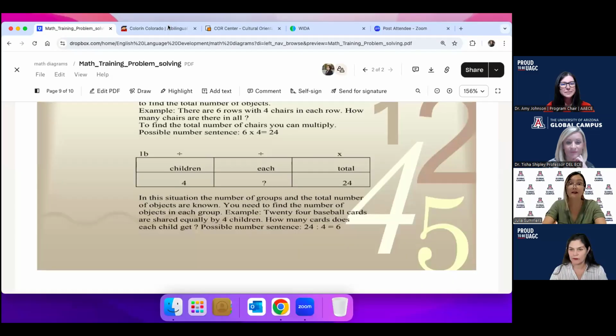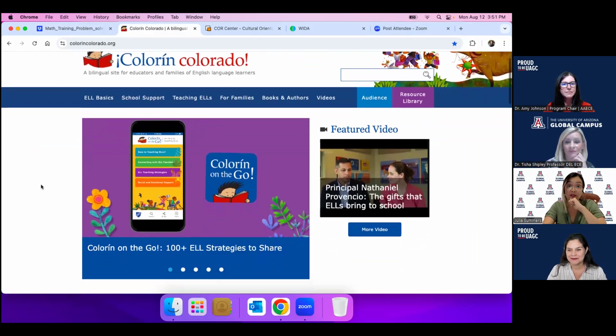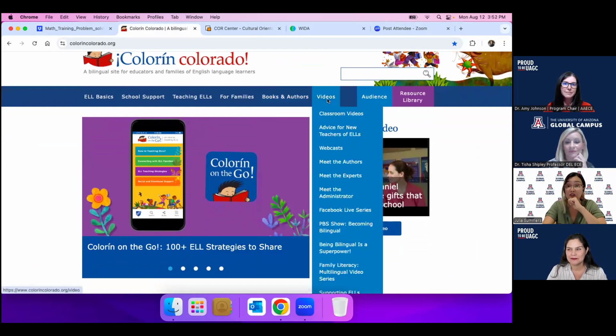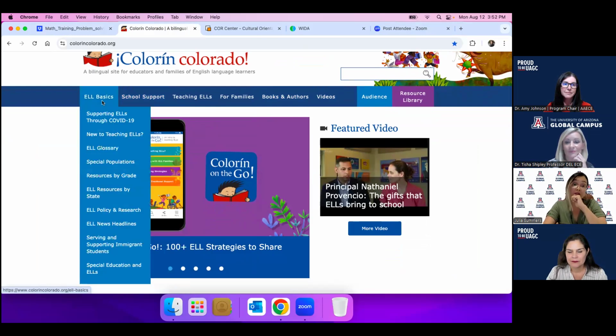Okay, let me share a few with you. So the first one that I wanted to go through, just kind of go through some of the tabs here, is Colorín Colorado. I love this website because it has videos, as you can see here. I also love that it has state resources. So you can look for resources by state, which is important because different states have different guides for ELL.